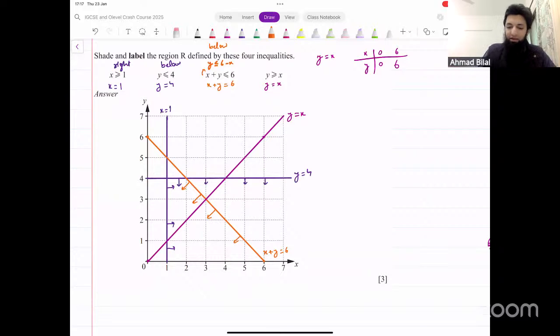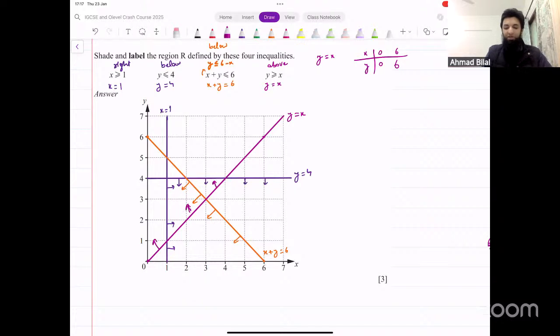And then finally, this is the last inequality that we have. y greater than or equal to x. We already have y the subject here. Greater than means we have to shade the region above this line. So we have to be above this line.